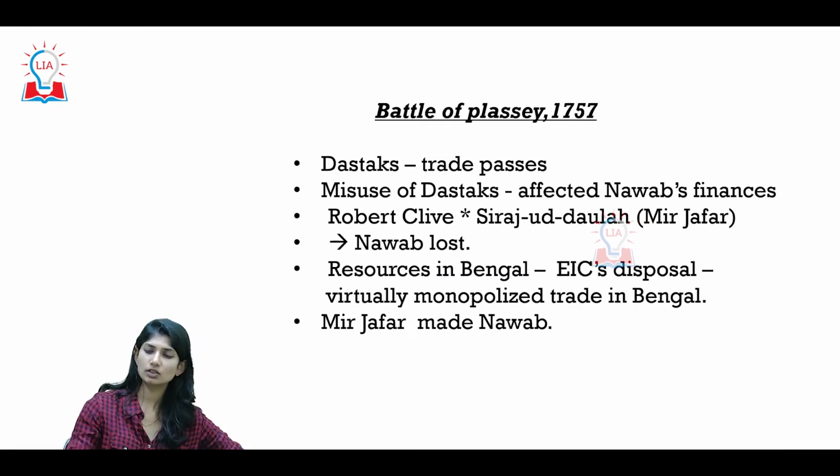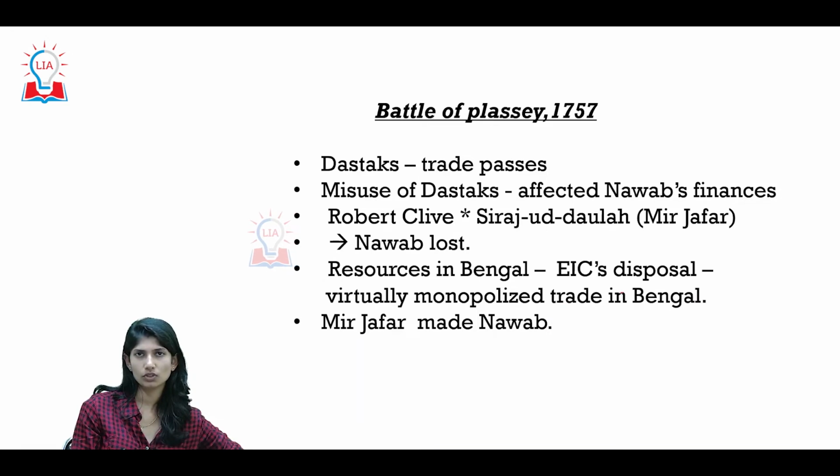Thus, by use of treachery, they win the war. Who wins the war? DEIC wins the war. Nawab is lost. They make Mir Jafar a puppet, an ideal puppet king, to suit the needs of EIC. Bengal was a region known for its huge rich resources. Now those resources were at EIC's disposal.